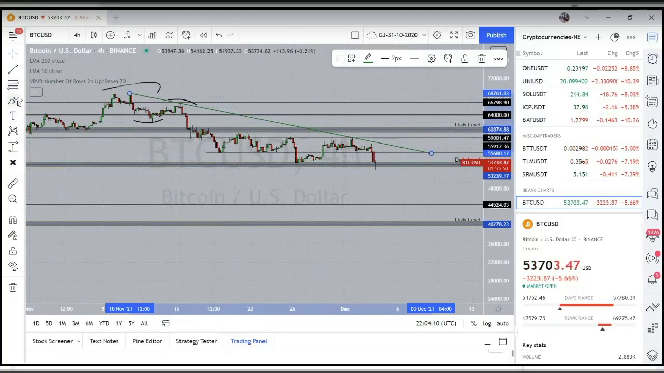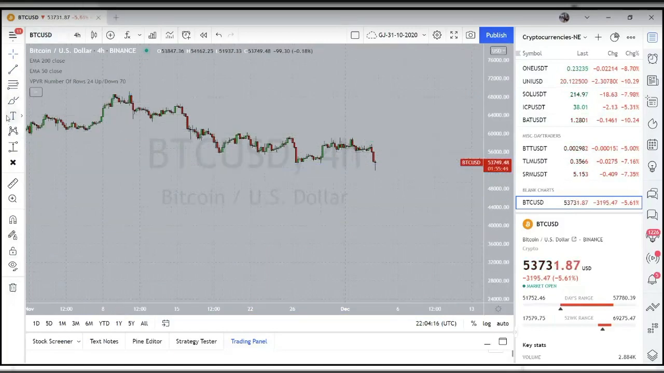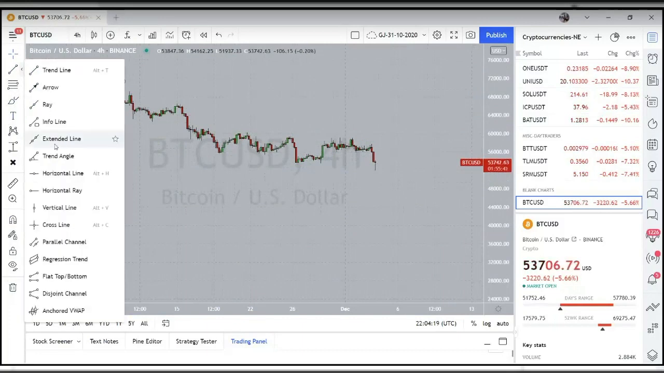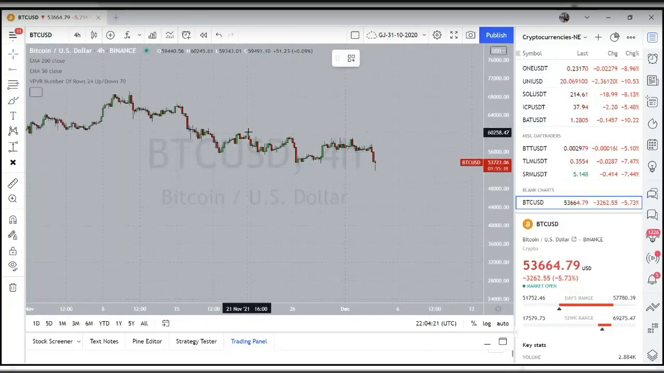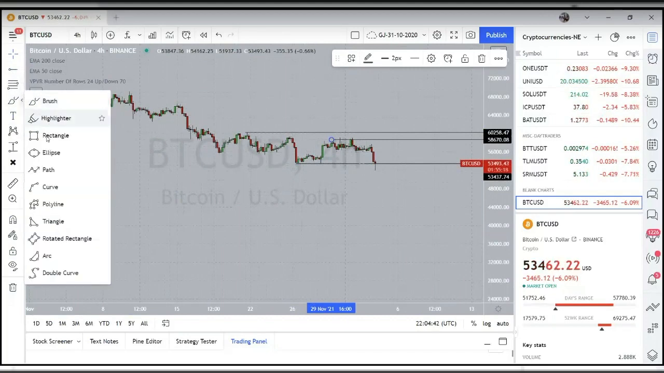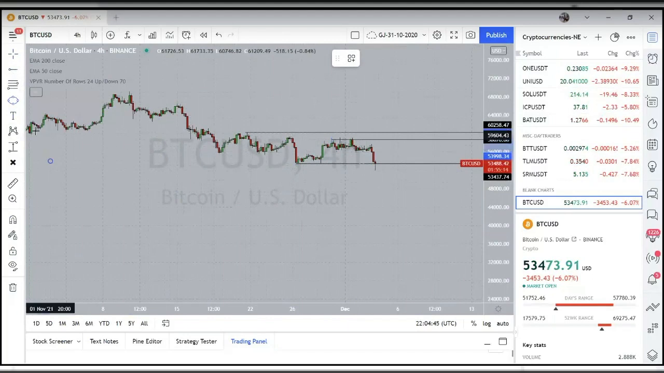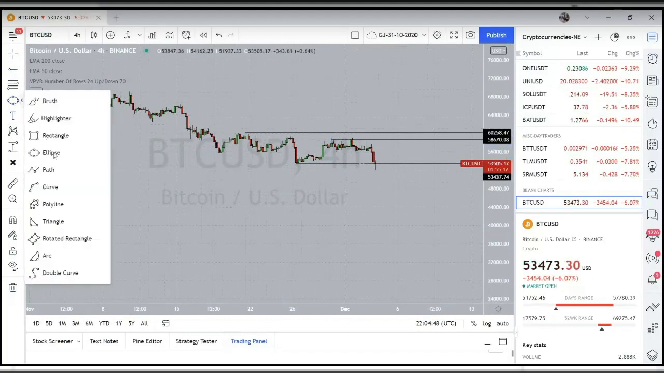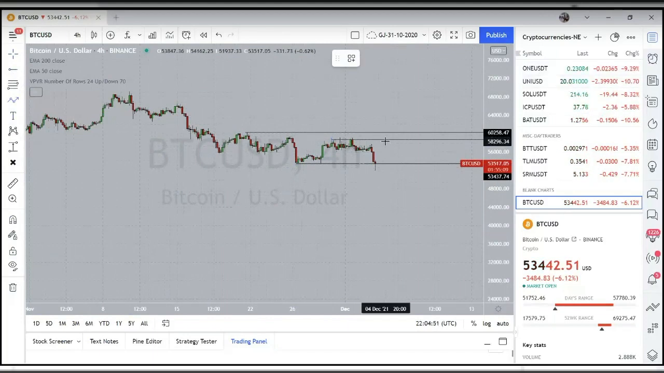So you would expect something on the lines, let's get rid of all of these because they don't matter anymore. You would expect something along the lines of this. I'm just going to mark out this range. I'm just going to mark out these highs as well. You would expect something like, not that.